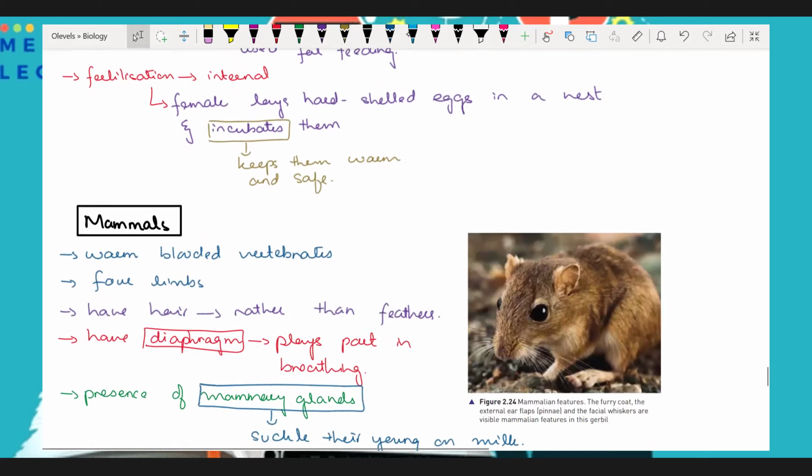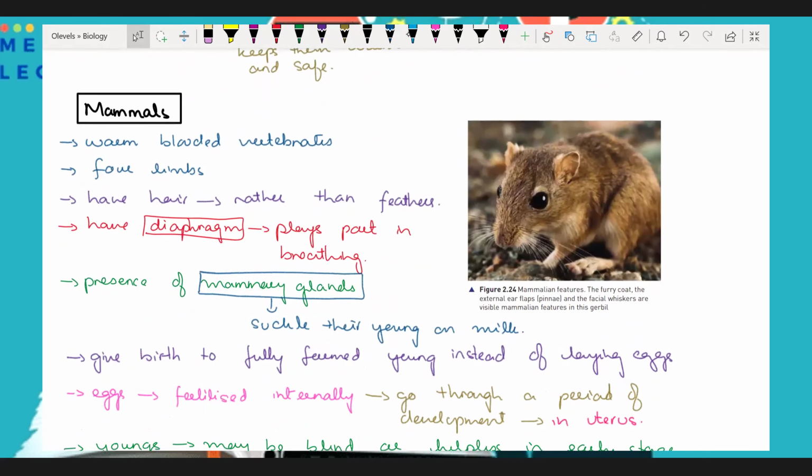After that, we have mammals. Now, mammals are also warm-blooded vertebrates. Mammals also have four limbs, right? They have hair rather than feathers. Birds are also warm-blooded vertebrates, but they have feathers, right? While mammals are also warm-blooded vertebrates, but they have hair.